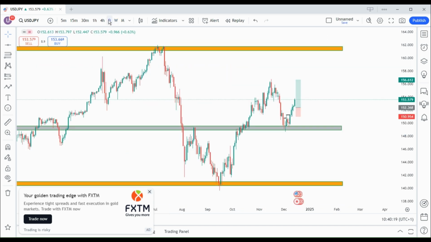So let's look at our daily time frame on USDJPY. On the daily time frame, this is our daily support level. This zone is our daily support level. You can see that price broke above it and price has come back for a retest. And after the retest, what next? Price is riding up. So let's move down to the 4-hour time frame where we'll be picking up our entries.